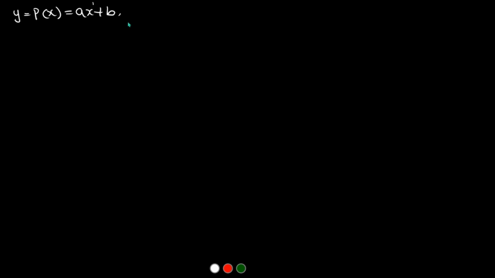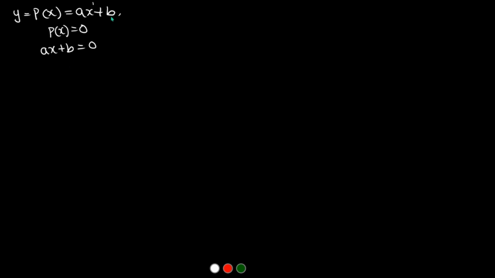How did you find the roots for this polynomial equation? Roots are zeros. When you make p of x equal to 0, that is ax plus b is equal to 0, then we find the roots for this linear polynomial equation, right? This one we have studied in the earlier classes.